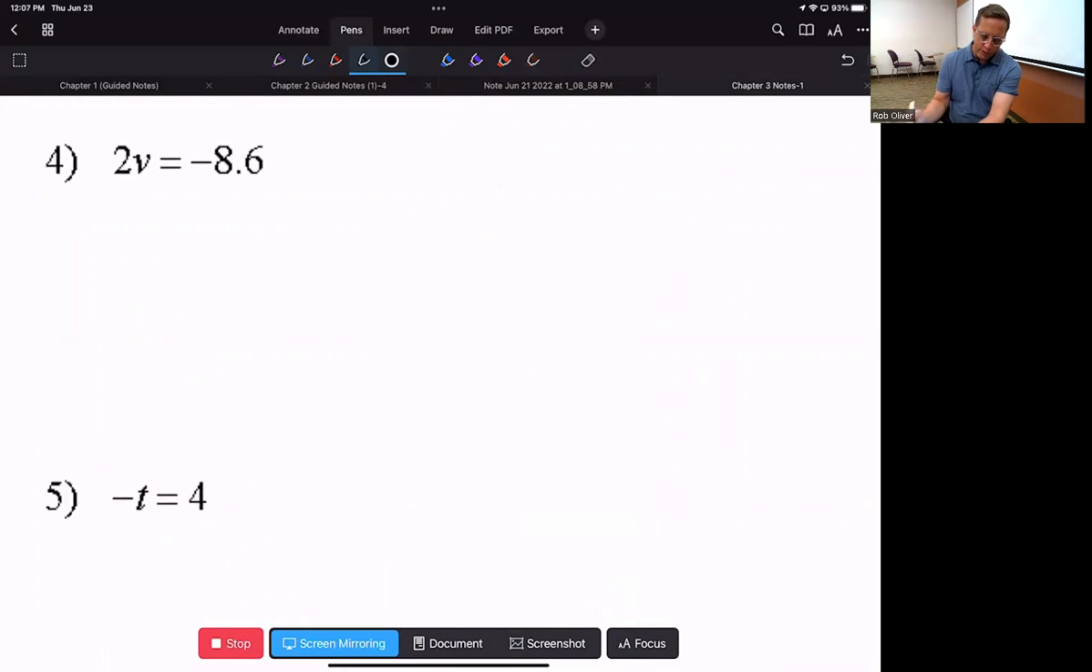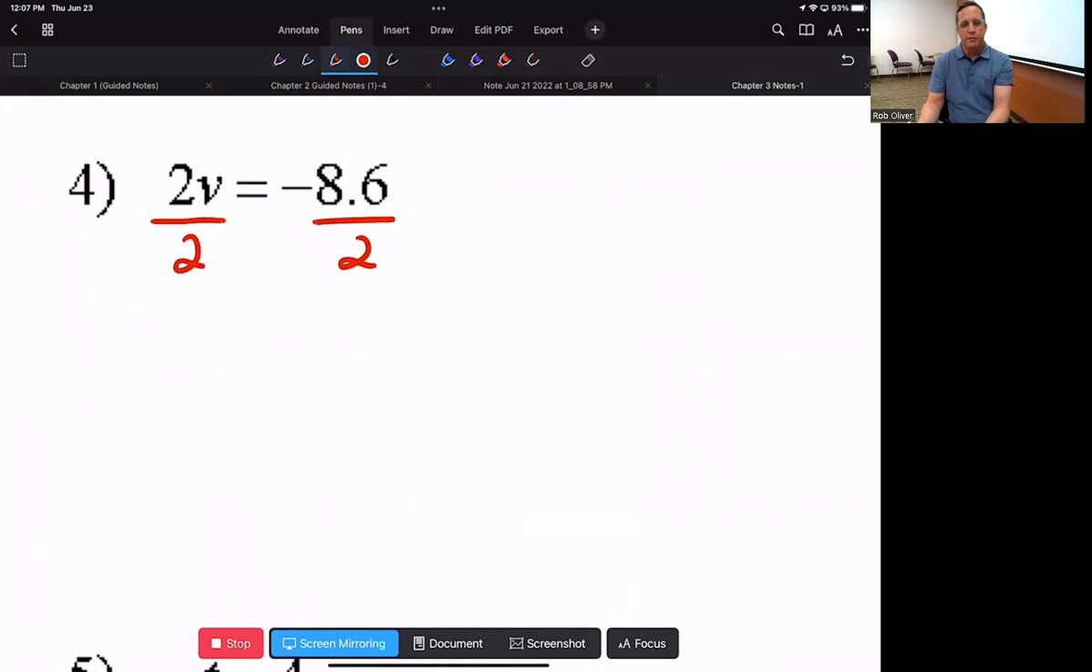For number 4, we've got 2v equals -8.6. What we're going to do is divide both sides by 2, because the opposite of multiplication is division. And what we do to one side, we do to the other. So we're dividing both sides by 2 right there.